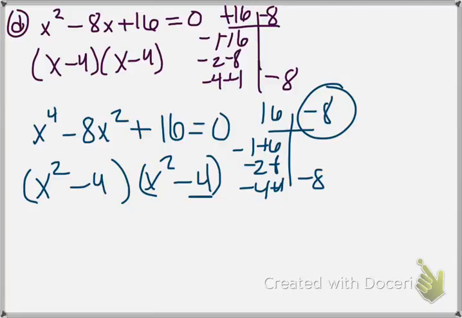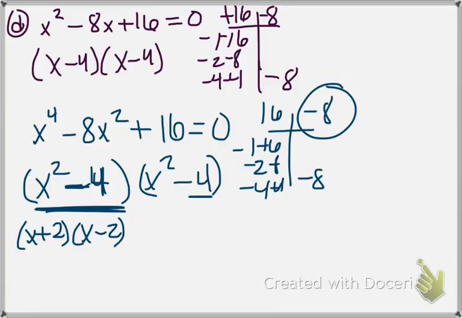But when I look at this, I have another issue. Can I still factor this out a little bit more? Yes, because this is a minus, and can we take the square root of 4? Do you remember what we do with those numbers? x plus, what's the square root of 4? 2 and an x minus 2. Do you remember doing that?